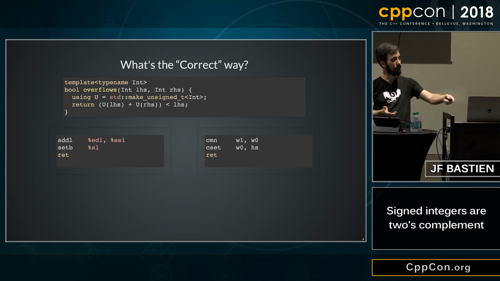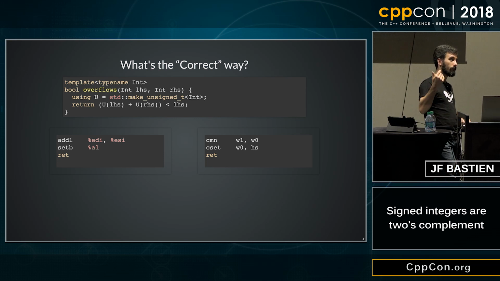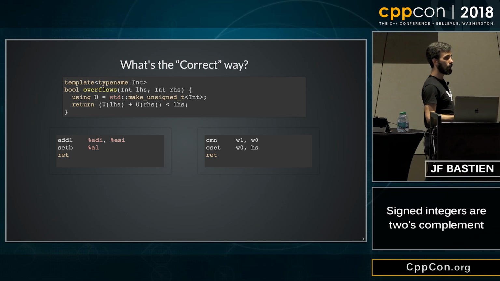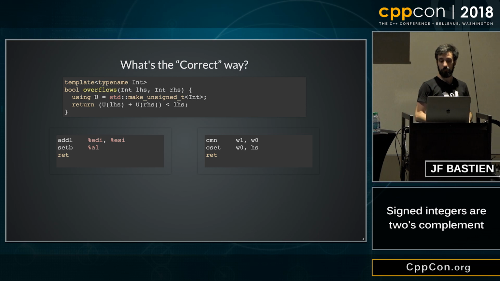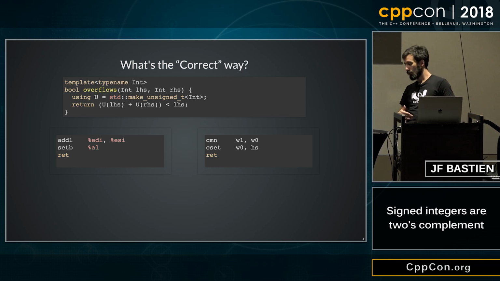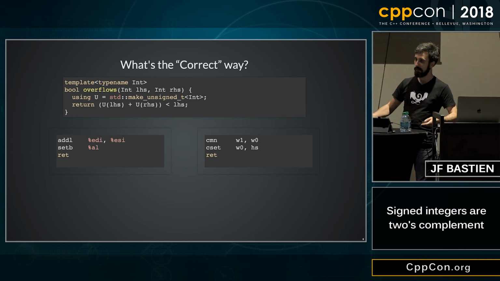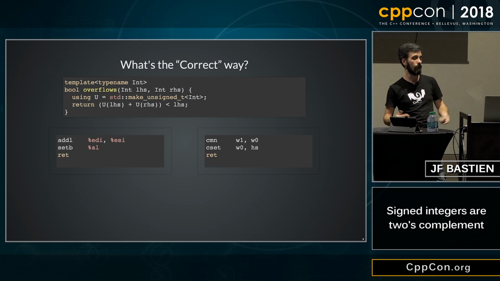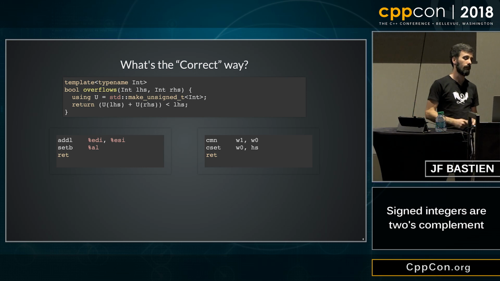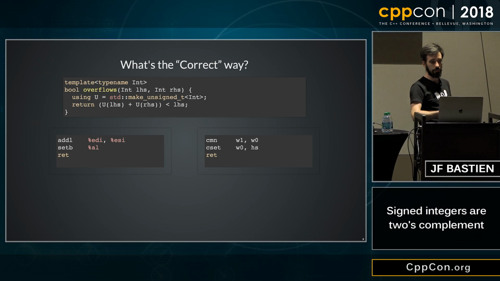So this code is correct. It'll check for positive overflow correctly. And the reason it's correct is because in C++, unsigned overflow is well-defined, but signed overflow is not. So what you're doing is literally saying, translate it to an unsigned number, do the addition, and then check whether the sum is smaller than the left-hand side or not. Really, this is the code you want generated, but it is non-intuitive code.